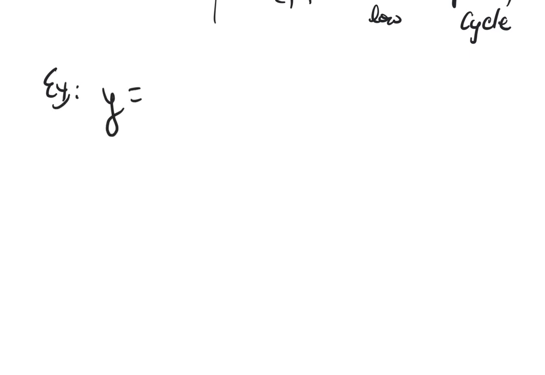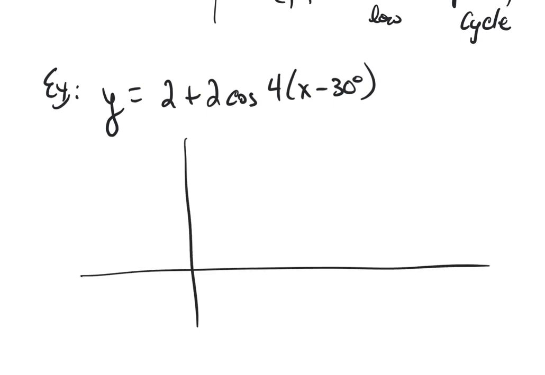So if I were to give you something as an example like 2 plus 2 cosine of 4 times (x minus 30 degrees), could you help me draw that? All right, so let's give it a try. So I'm going to give you an xy coordinate system to start with. All right, and once again, we're going to have an A, center line, B, amplitude, C, period value, and D, phase shift. We always start with the center line, so the center line's at 2, so we go up 2, and we use a broken line to help us draw a decent picture.